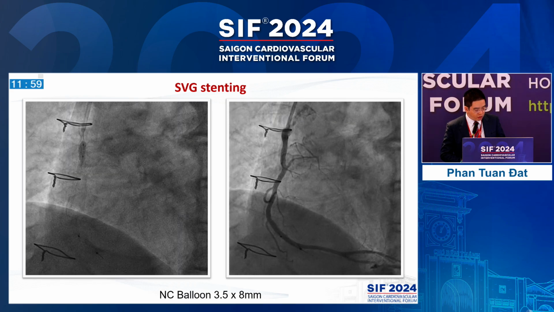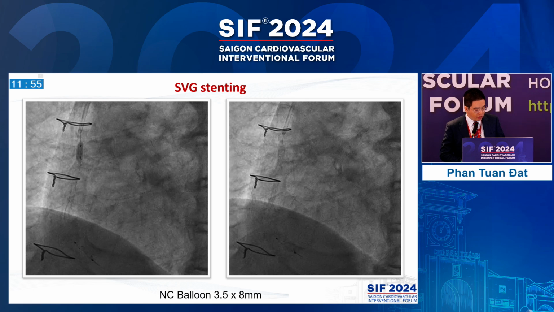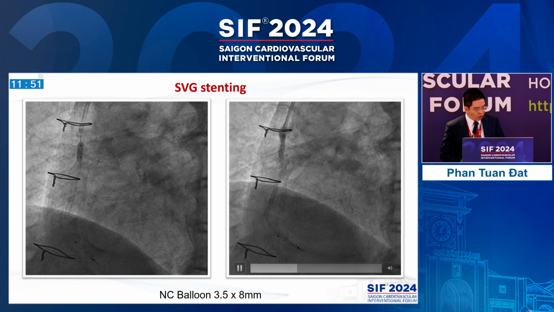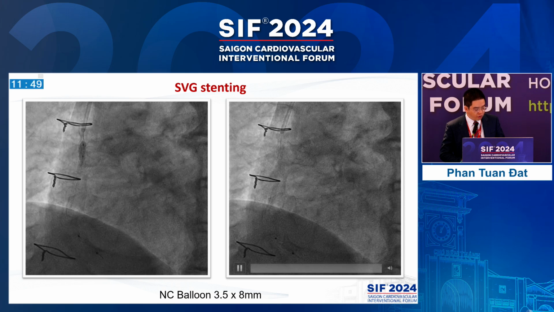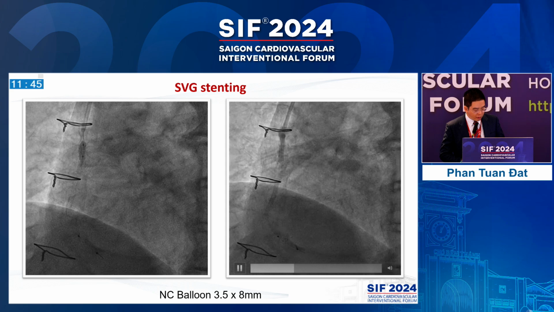We post-dilated with a 2.5 by 10 mm balloon, and as you can see, we achieved excellent angiographic results. At this point, we were ready to retrieve the filter device and conclude the procedure. But then the unexpected happened.